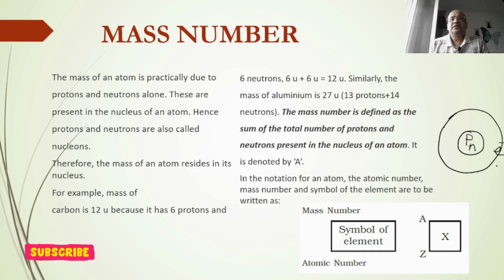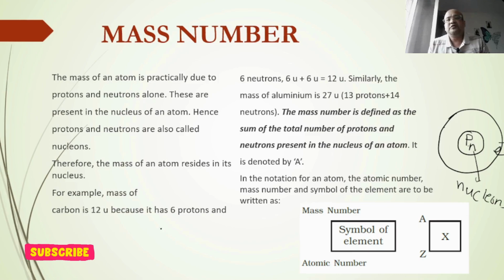Protons and neutrons are present in the nucleus of an atom, and these are called nucleons. The mass of an atom resides in the nucleus, as the electron has a negligible mass. So the total mass of the atom is the sum of the mass of protons and neutrons.